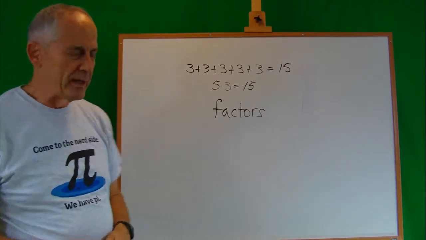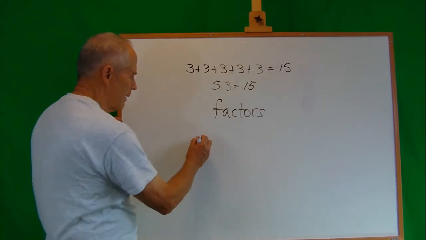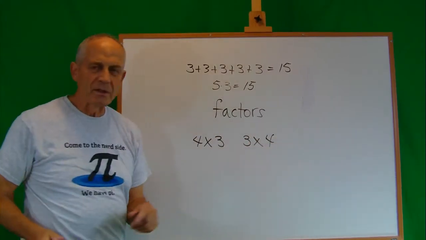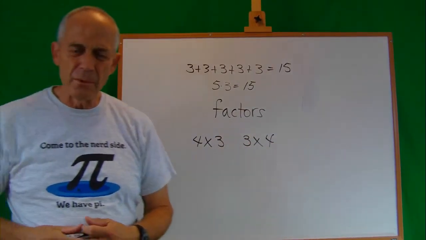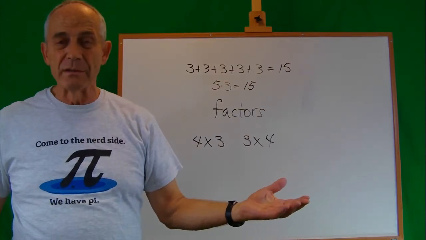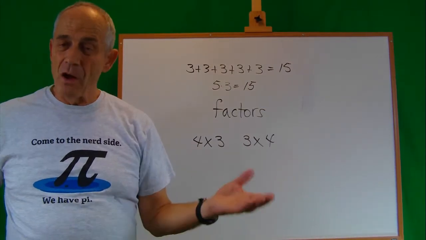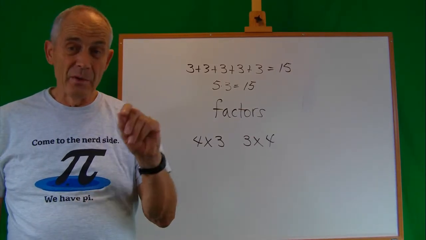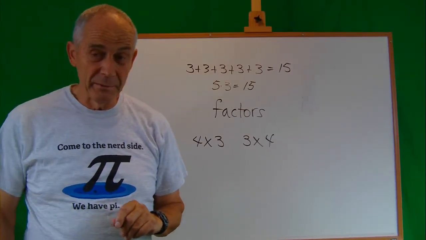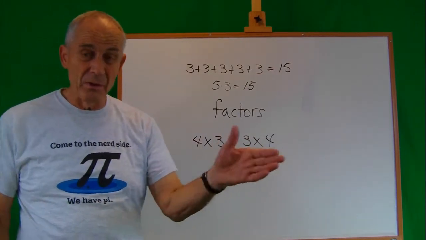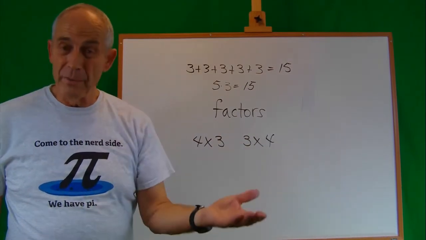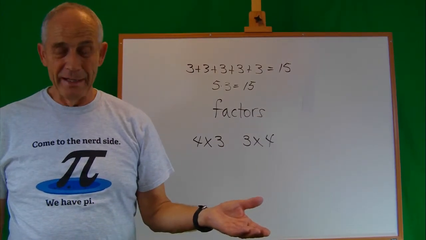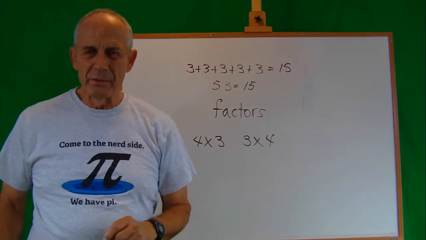Some other things that we need to know. If I go 4 times 3 or 3 times 4, I get the same result. And that's always true about multiplication. That's why I said there were only 21 different multiplication facts you have to know, because if you know 6 times 7, you already know 7 times 6, so you don't have to learn that again. So that's an important thing to remember.